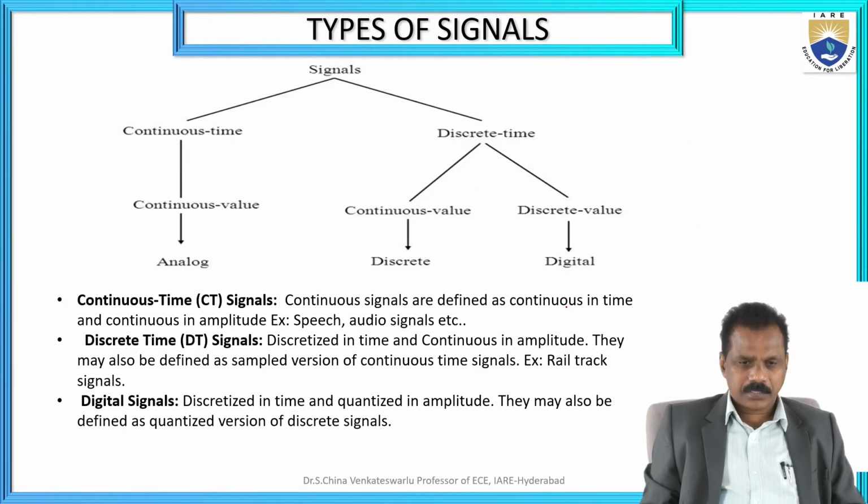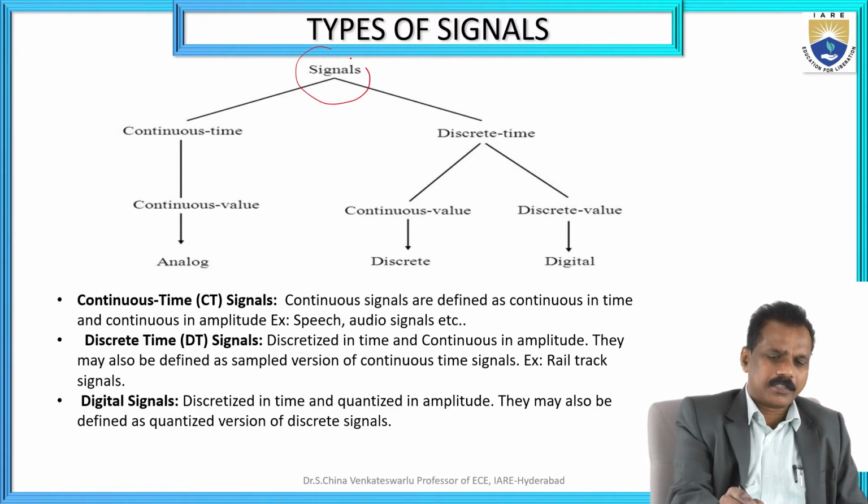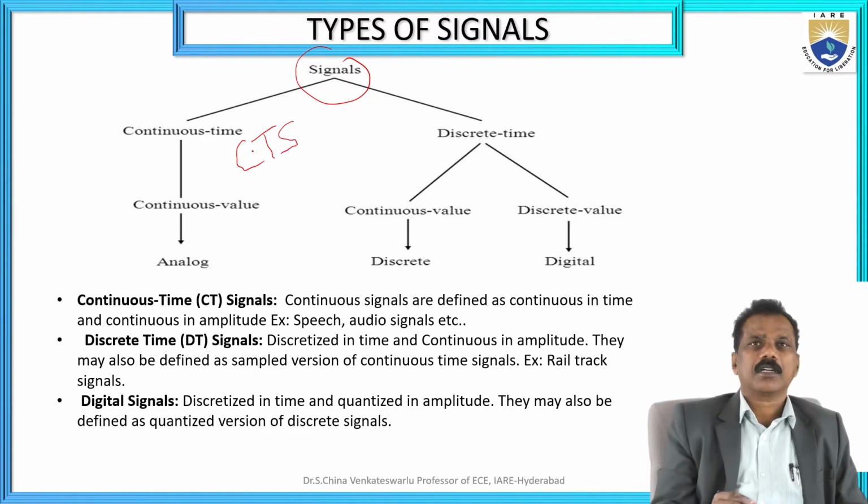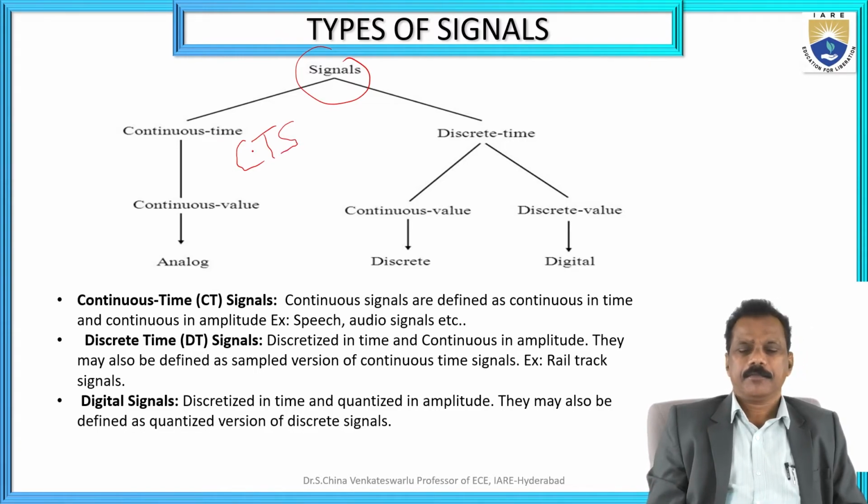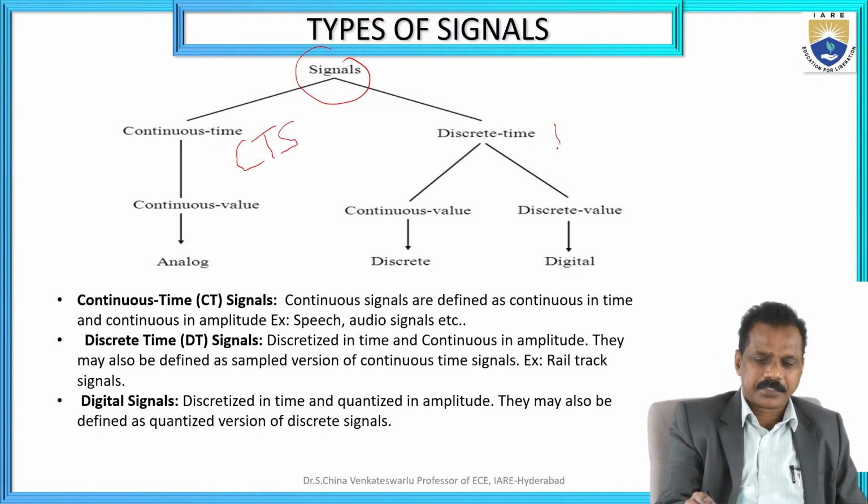So this is the involvement of these types of signals. We have already seen that signals are split into two types. One is the continuous time signal, and next is the discrete time signal.